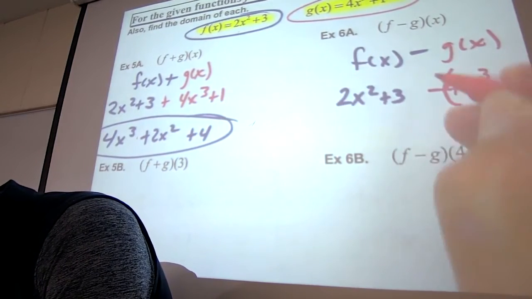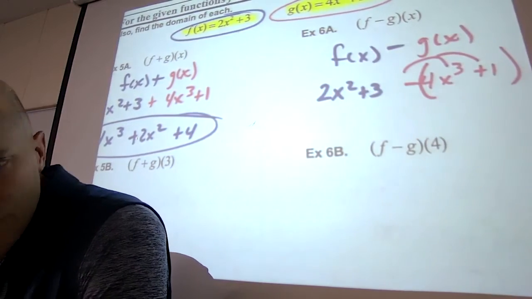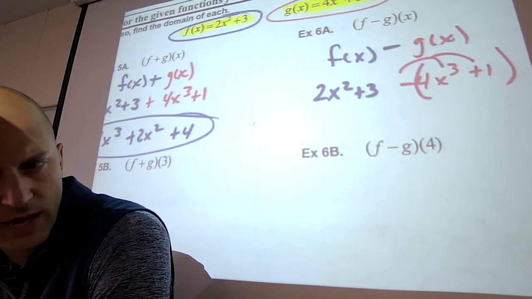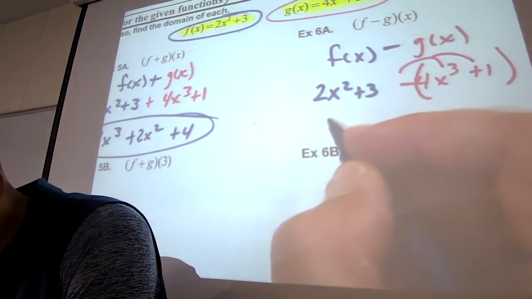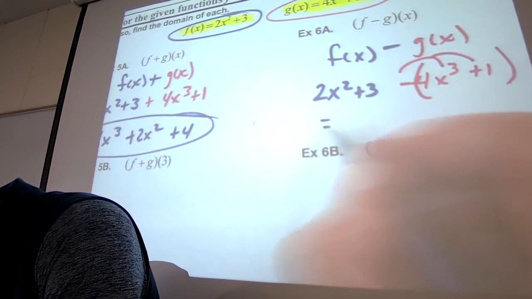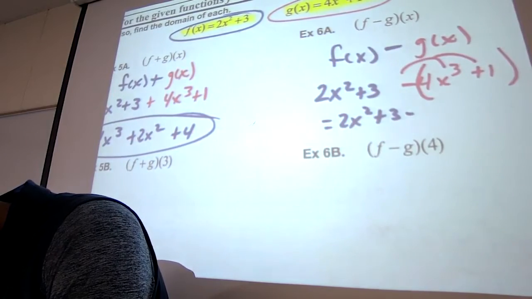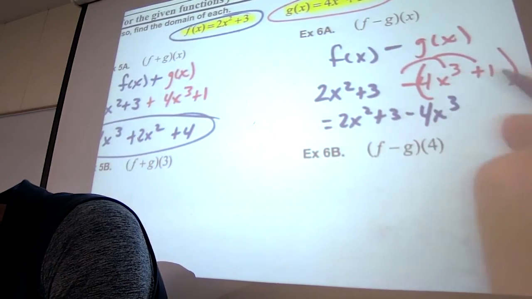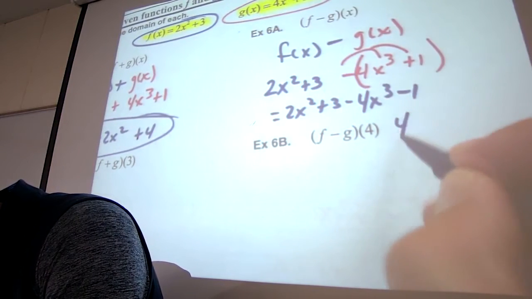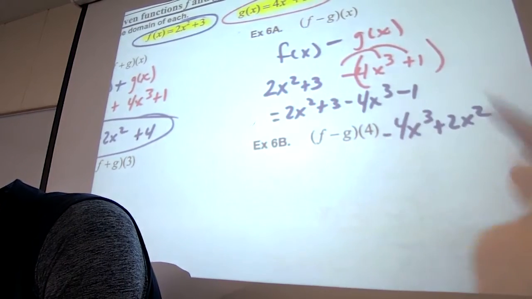It's distributive property. We got to distribute. So very good. You're subtracting both of them. If there was 15 terms, you'd have to subtract all 15 terms. Positives turn into negatives. Negatives will turn into positives. So I go ahead and distribute. 2x squared plus 3 minus 4x cubed minus 1. So then my final answer is a negative 4x cubed, a positive 2x squared, and 3 minus 1 is 2.